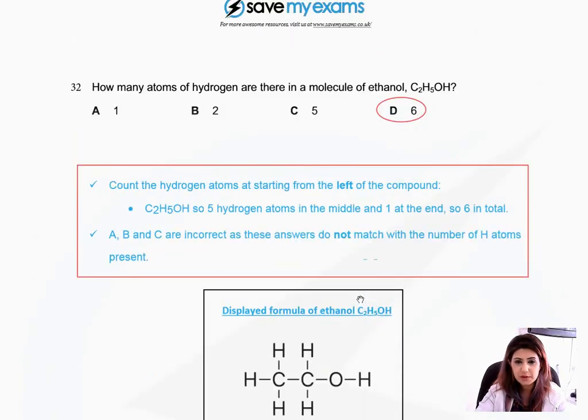How many atoms of hydrogen are there? So we have 5 atoms here of hydrogen and 1 here. So we have 6.